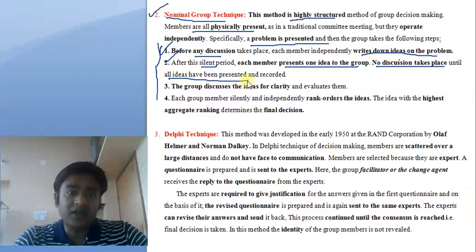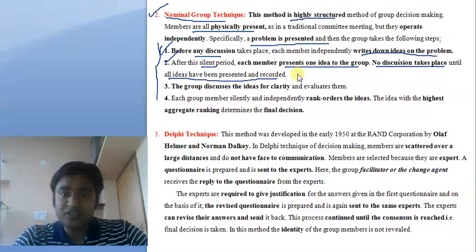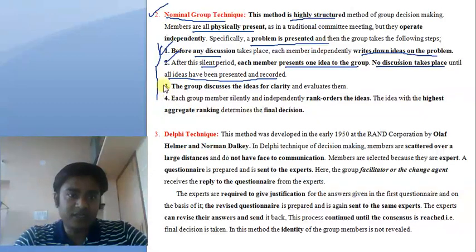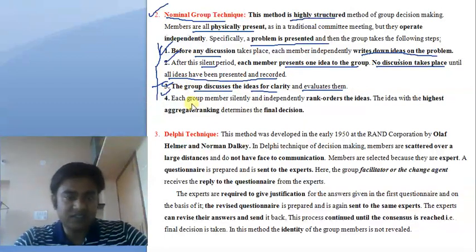Until all the ideas have been presented, until all the members of the group present their idea, discussion does not take place. Then, when everybody has presented, the group discusses the ideas for clarity. So in the third stage, the group discusses all the ideas and evaluates the ideas.